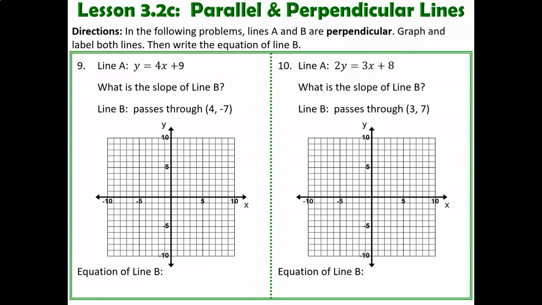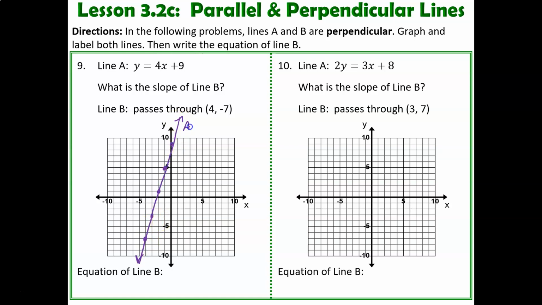All right. So in the following problems, lines A and B are perpendicular. Graph and label both lines and write the equation of line B. So let's graph y equals 4x plus 9. So 9 is up here. Slope is 4. Down 1, left, down 4, left 1. Okay, so there's my first line.